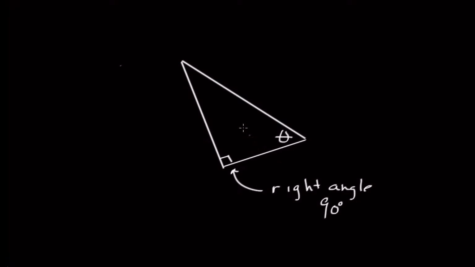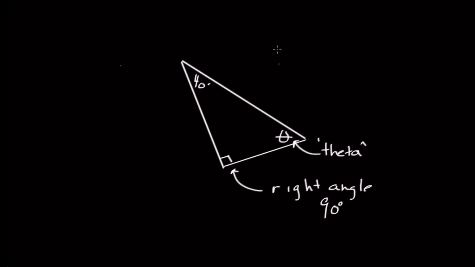Another fact about triangles: let's say I'm told this angle is 40 degrees, and I want to know what this angle is here. We're going to use this symbol a lot to represent unknown angles. It's the Greek letter theta. So if I ask you, what is theta?